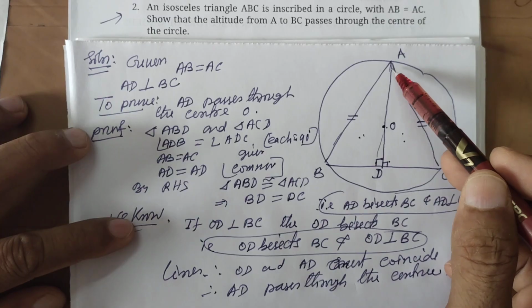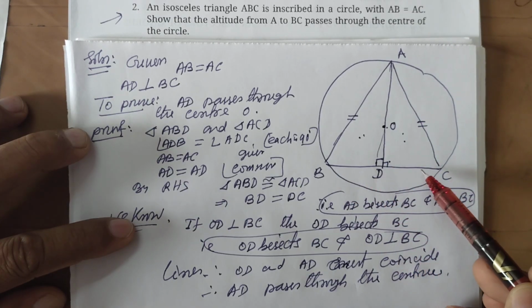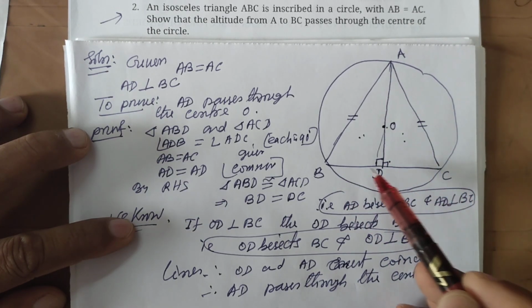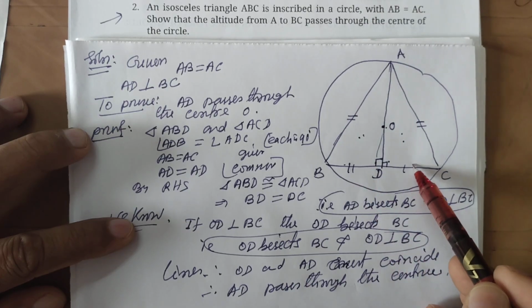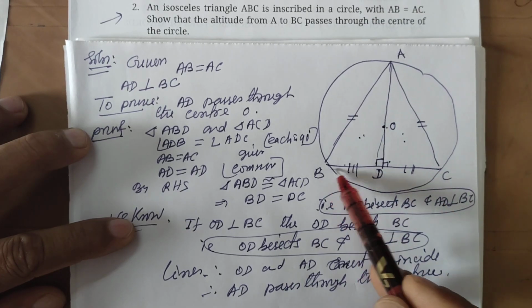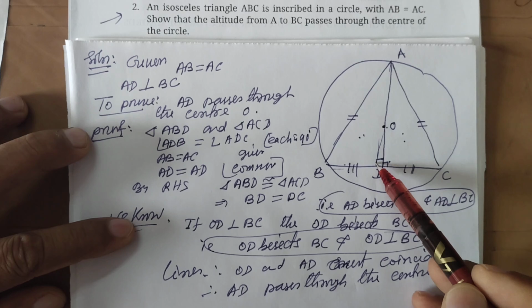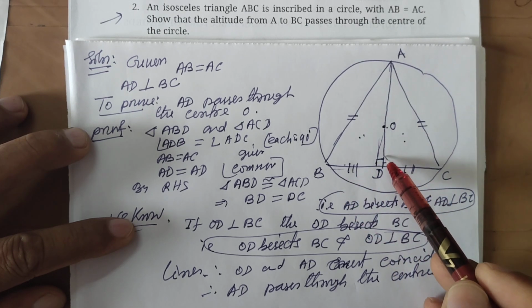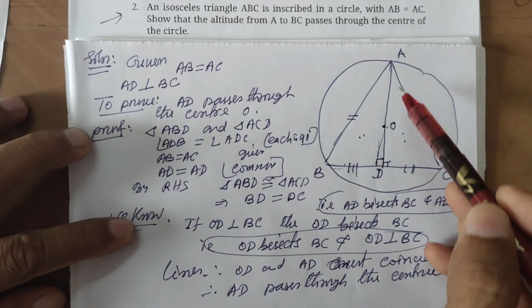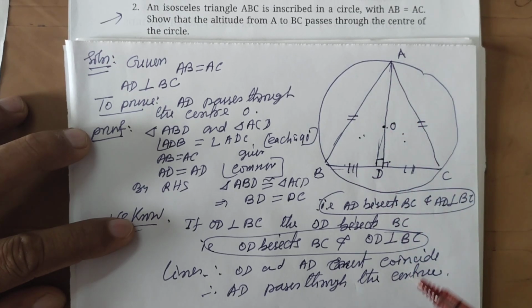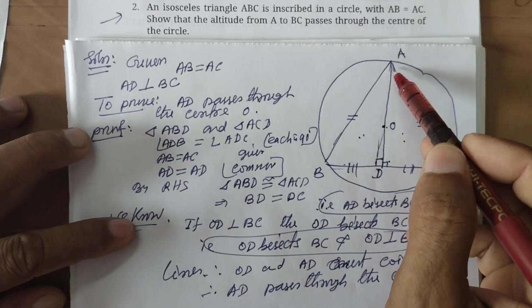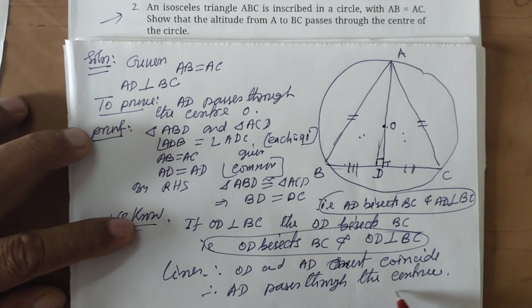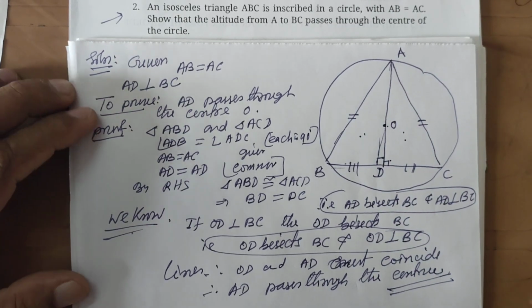I am telling you again once. We have proved AD is perpendicular to BC and AD bisects BC. Bisects BC means this side equals this side, BD equals DC. Also by the theorem, OD is perpendicular to BC and bisects BC. So lines AD and OD must coincide. That means the line AD passes through the center of the circle, and this is the complete proof.